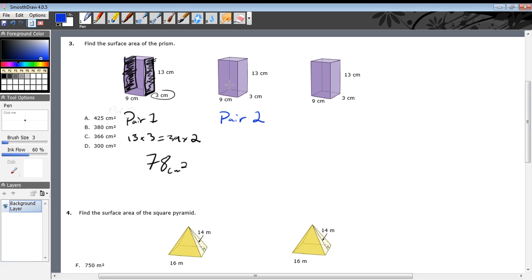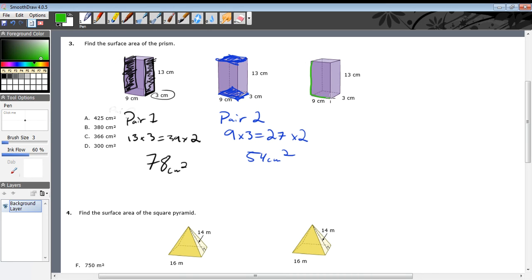Pair 2. I can do now the top and the bottom. So there's this one, and the side that's exactly equal to it is this right here, the top. So it's 9 by 3. We're going to do 9 times 3, which is equal to 27. And then we need to multiply it by 2 because there's 2 equal sides, and that's going to be 54 centimeters squared.